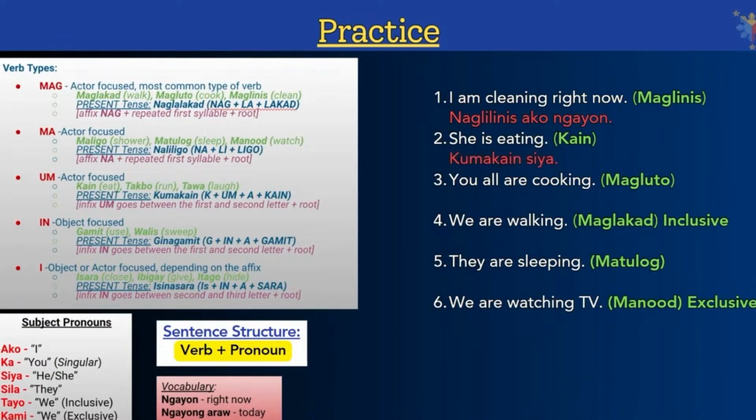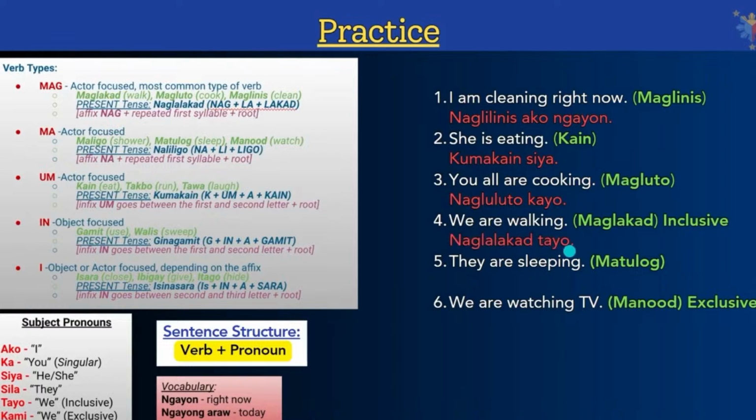All right, so let's go ahead and do number 2. She is eating. Kumakain siya. Remember, kain is an um verb. So the pattern for um verbs is the infix goes between the first and second letter, and then it's the root. Kumakain siya. Number 3, you all are cooking. Nagluluto kayo.